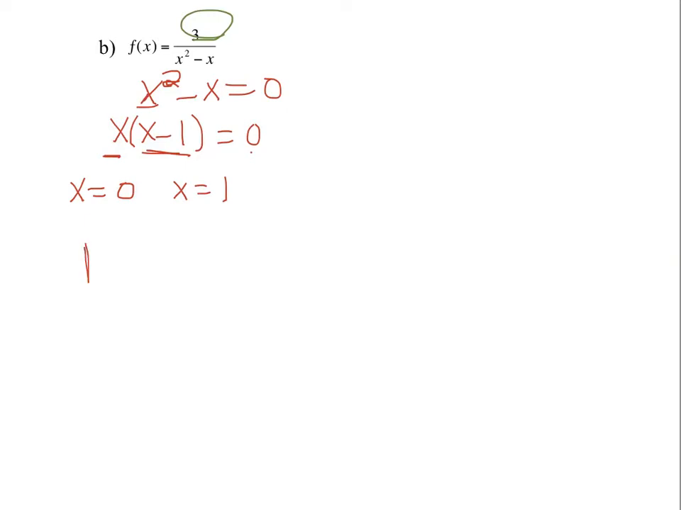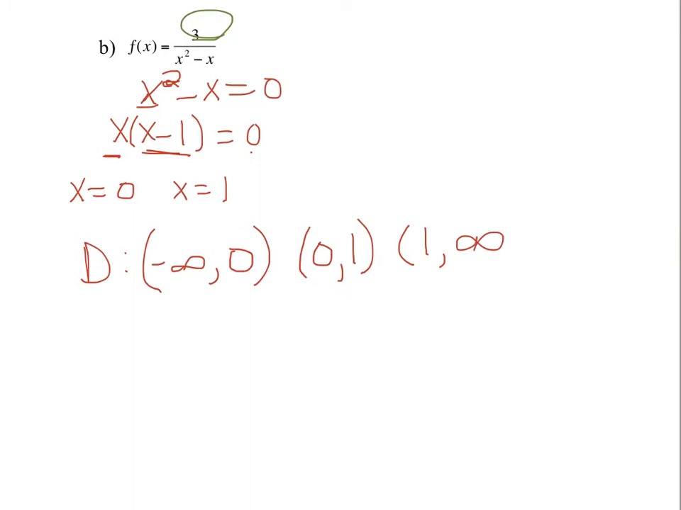Now if I interpret this as a domain, it means all real numbers work except for these two. So I can start at negative infinity and go up to 0, but I cannot include 0. Then my next interval will start at 0 but not include 0, and go to 1. And my last interval will start at 1 and go up to infinity.